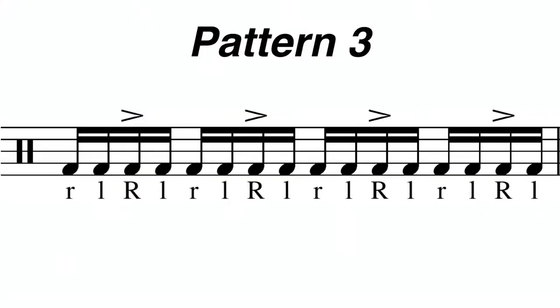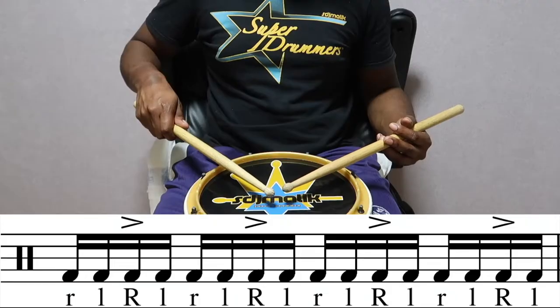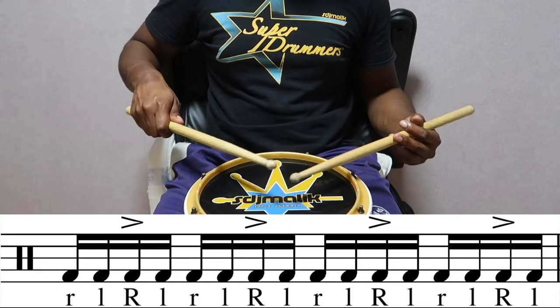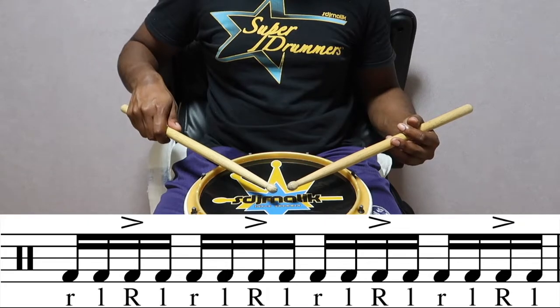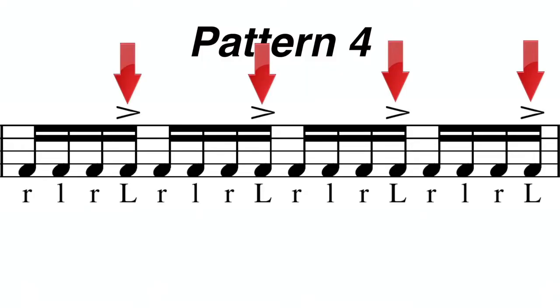For pattern number three on measure number three, the accent is going to fall on the third partial, and all of the accents are going to fall on the right hand. For pattern number four on measure number four, the accent is going to fall on the last partial, which are all going to be left hands. It's going to fall on the a.